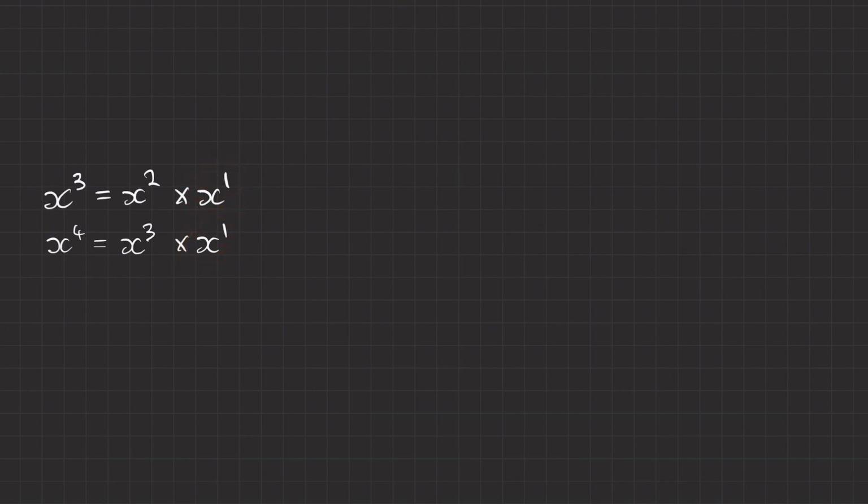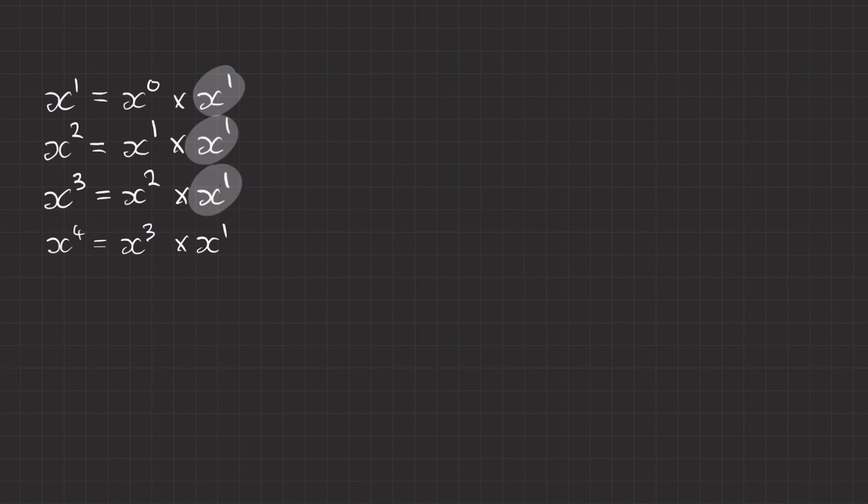If we go upwards, we'll have x squared equals, well, the previous one, which is x to the power of 1 times x to the power of 1. We know that's true. Go up one more, we'll have x to the power of 1 equals x to the power of 0 multiplied by x to the power of 1. So just to highlight, we've multiplied the previous one each time by x to the power of 1.